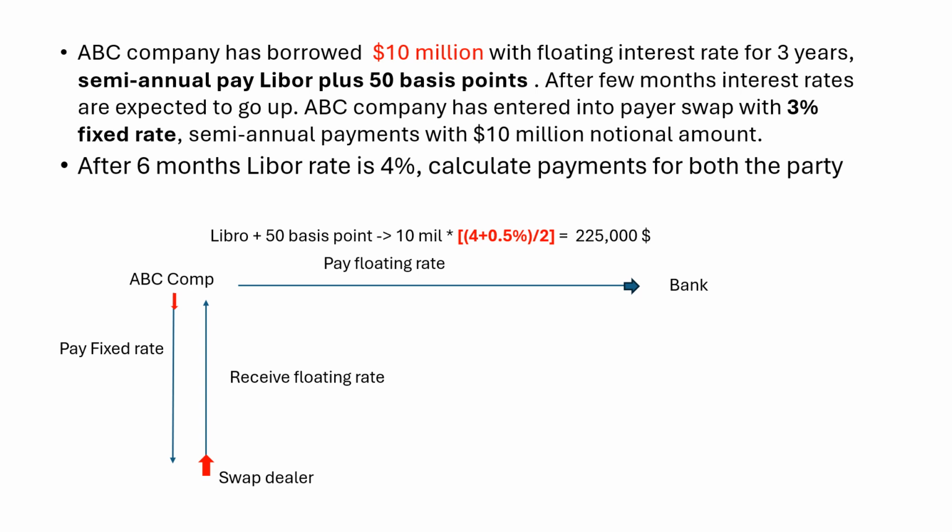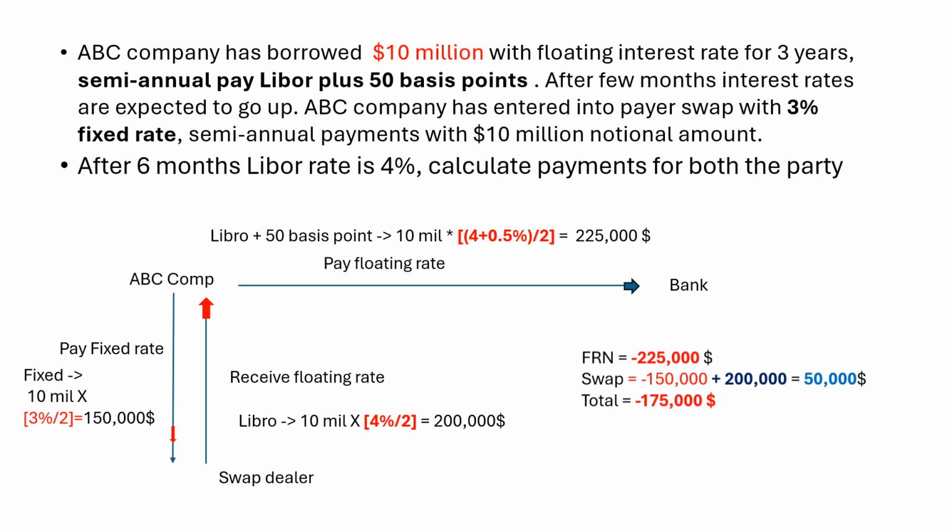How much is the company going to receive from the swap dealer? It's going to receive the LIBOR rate, so 4% divided by 2 for the semi-annual payment multiplied by 10 million, which is 200,000. And how much is this company going to pay to the swap dealer? We have the fixed rate of 3% divided by 2, multiplied by 10 million, $150,000.